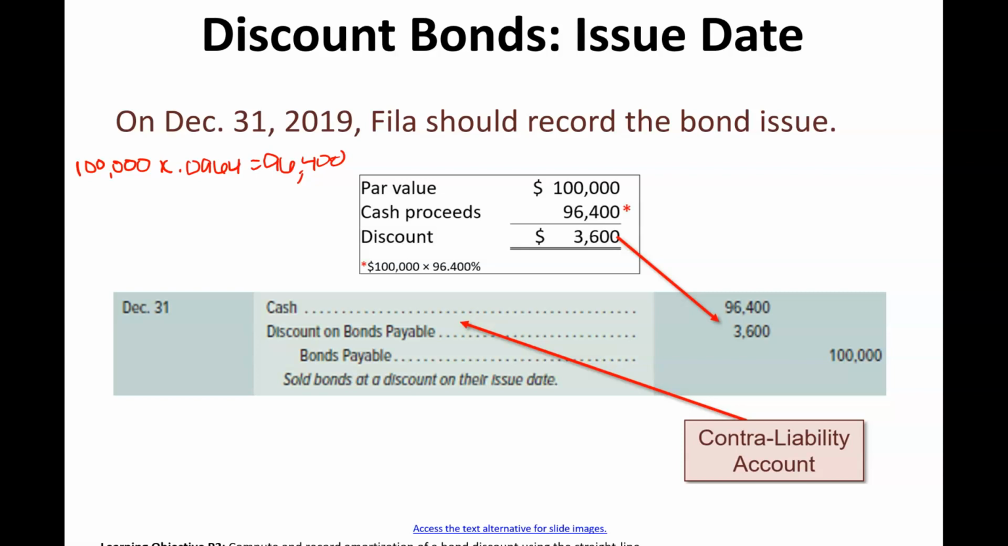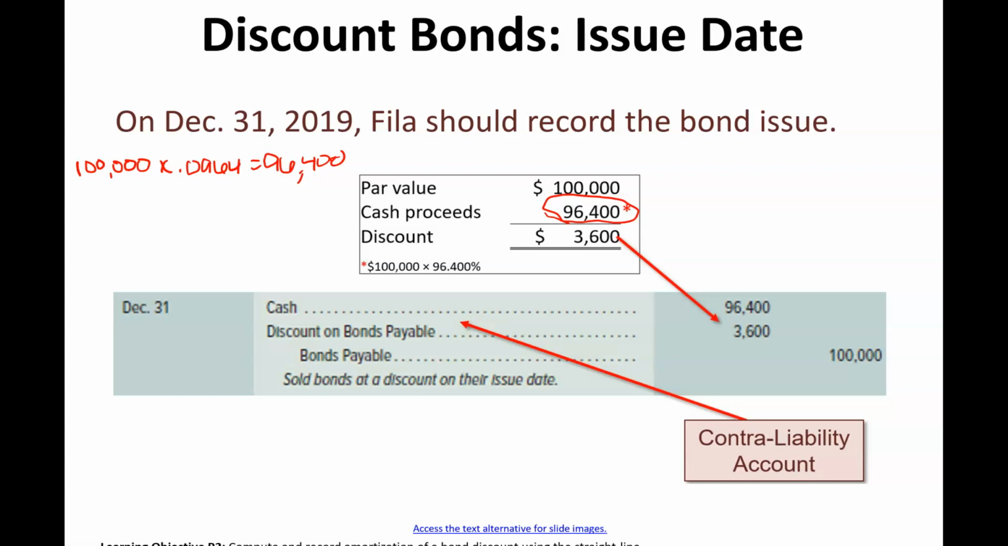You still debit cash, but you debit cash for the discounted portion, which is 96.4%. That is the amount the bondholder is going to give you. So you debit cash for the $96,400. You credit bonds payable for par value, which is the $100,000, and then that $3,600 difference is the discount. It goes into discount on bonds payable.